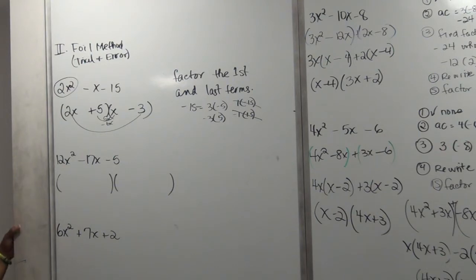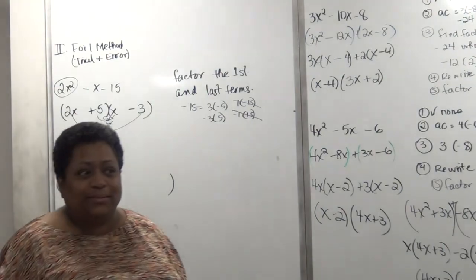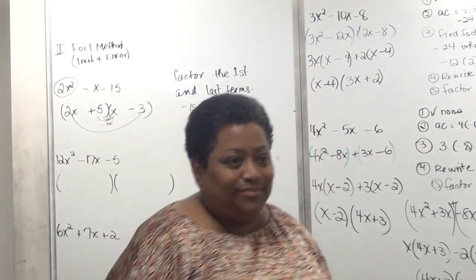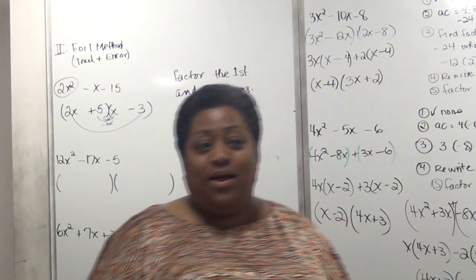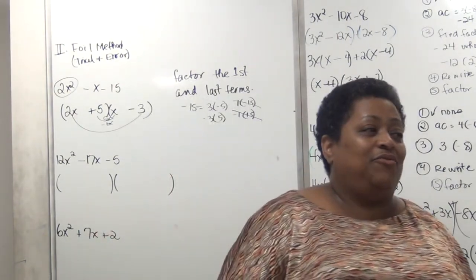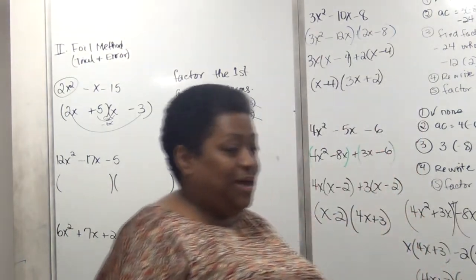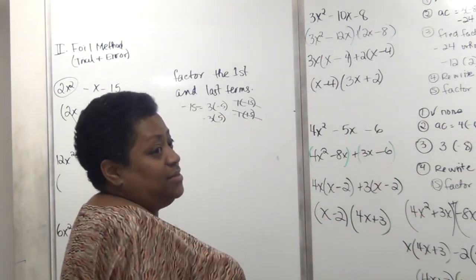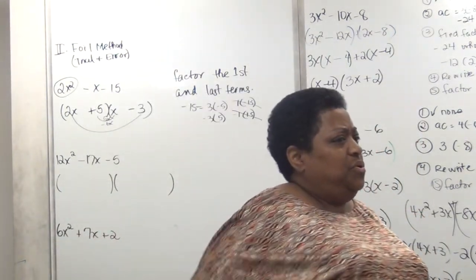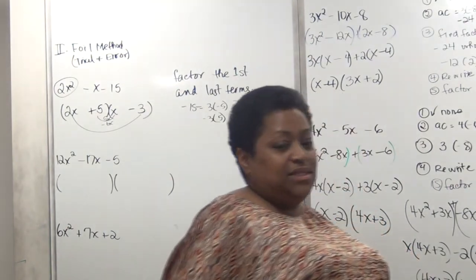Okay. Let's break down the 12. That 12 could be what? 2 and 6. It also could be what? 4 and 3. Or 1 and 12. So we got a whole bunch to consider. Sorry, so for the FOIL method, you solve for x? No, we're just factoring.